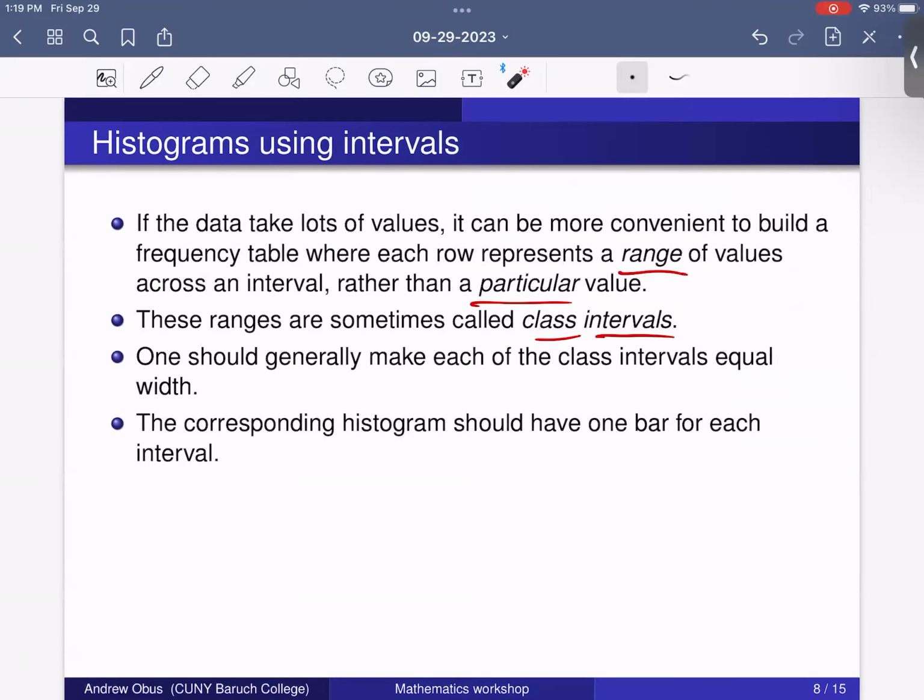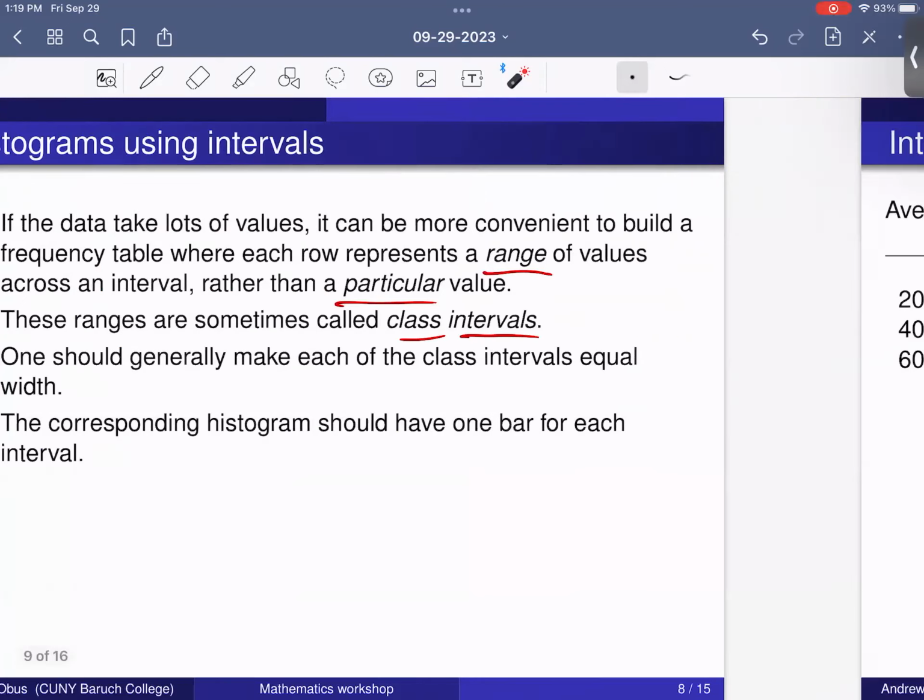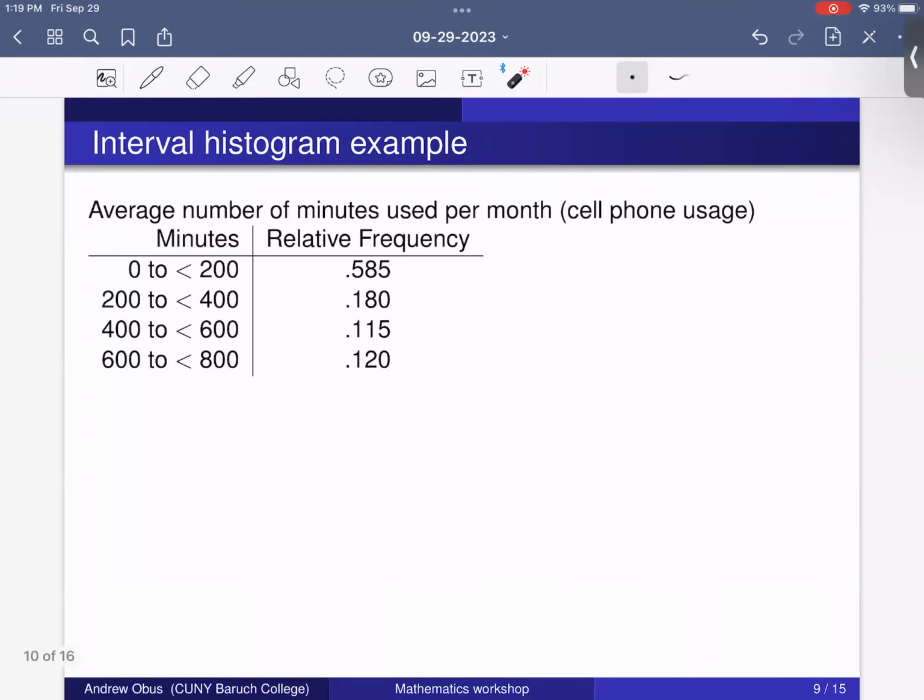Okay, so this corresponding histogram should have one bar for each interval. And so what's an example? I'm going to give you one example where the data is already given to you. Here, this is a survey, which I don't even know how many people were chosen, but this is the number of minutes used on a cell phone every month. This is back in 2008, so people didn't use cell phones as much as they do now. These numbers seem a little bit low.